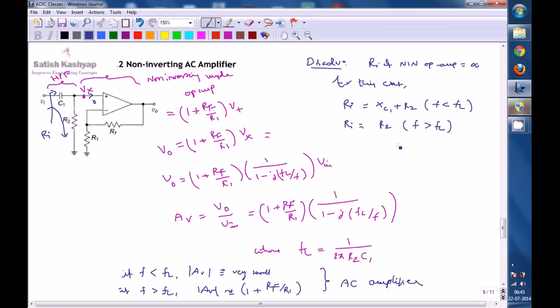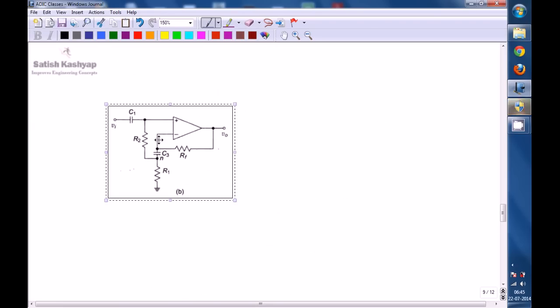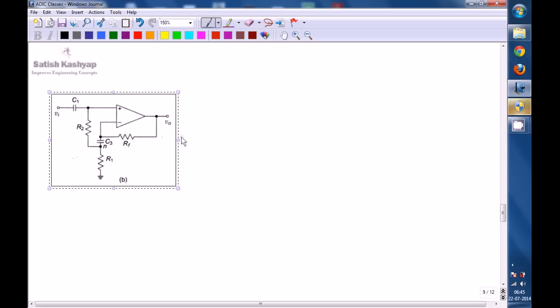So how to remove this disadvantage? For that we are going with a different circuit. How do we eliminate the disadvantage provided by this one? If you look at the previous circuit and this circuit, just an extra C3 capacitor is added, and R2, which was previously connected to ground, is now connected at the end of C3. I am assuming that this is node N.